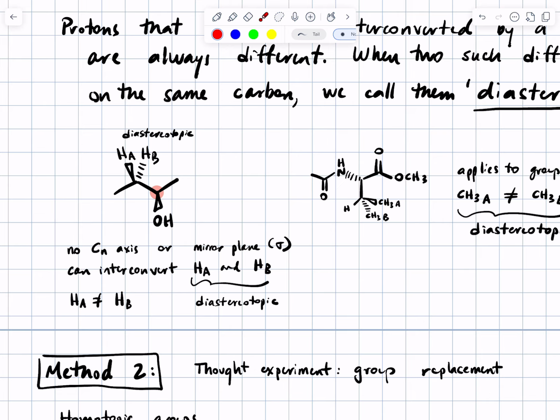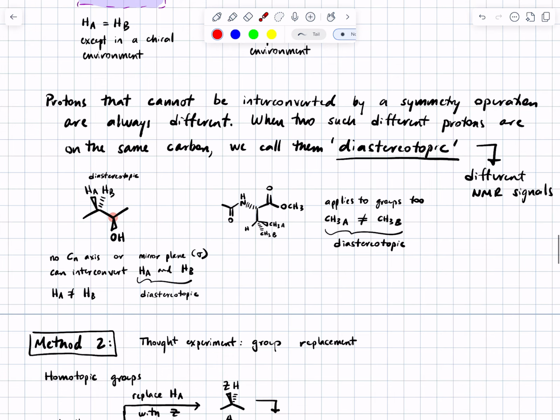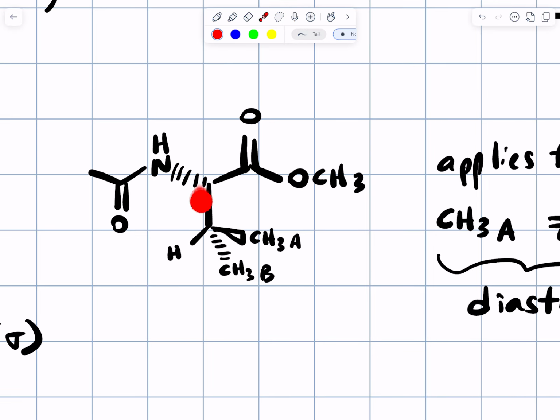So, quick thing to memorize if you don't want to think about symmetry: if the molecule is chiral, CH2 protons are diastereotopic and different. If the molecule has stereocenters, if the molecule is chiral, CH2 protons are different. Also, methyl groups can be different. So this is an amino acid called valine. It has a stereocenter. These two methyl groups are diastereotopic. They're not identical because there's no plane of symmetry that could exchange the two of them.